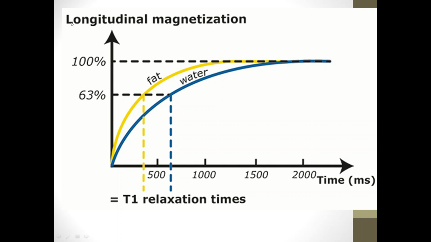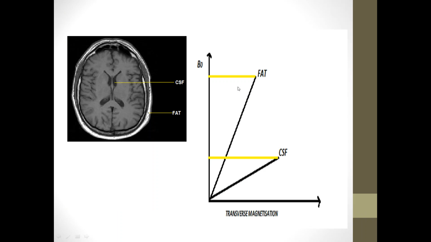Fat takes a short relaxation time to recover to 60% of longitudinal magnetization. So this is the image of T1. You'll find here fat is more bright, and you'll find CSF, because it's fluid, is dark. This is the differentiation between fat and CSF, and so on for all tissues inside the image. According to the T1 constant, according to the recovery time, you can differentiate between them.